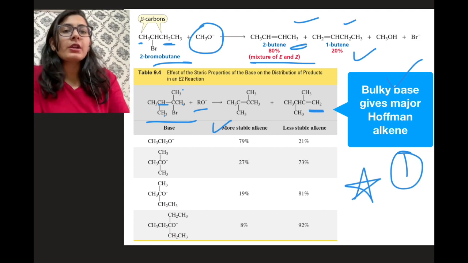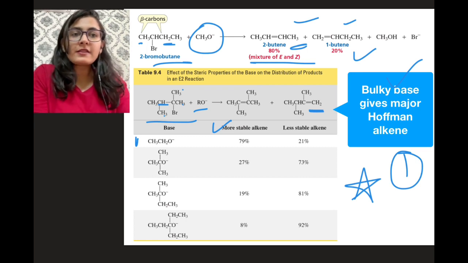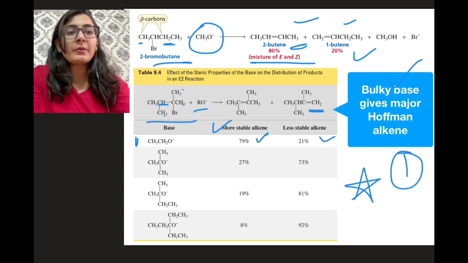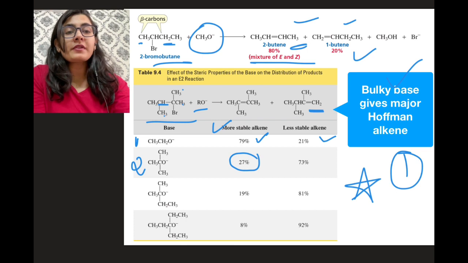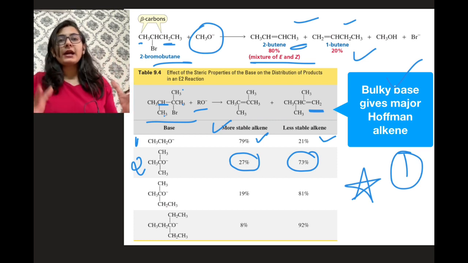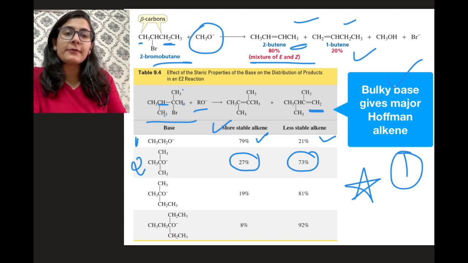Fine. Now, look at the base choice. Number 1. If you take the ethoxide base, you get 79% of the more stable alkene and 21% of the less stable alkene. If you take a bulkier base, that is a tertiary butoxide base, then you get 27% of the more stable and 73% of the less stable. So the ratio has just inverted. So when you are taking a bulky base, you will ensure that you are getting more and more of the less substituted or the Hofmann alkene.